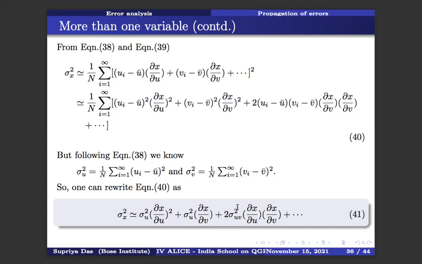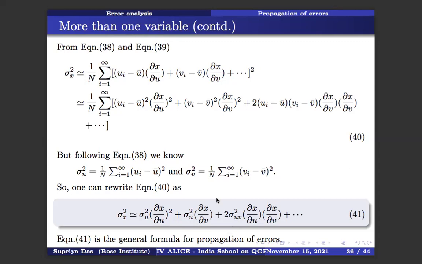If the fluctuation, if the spread in u and v are correlated, keep in mind I am saying that the deviation, the variance of u and v are correlated. I am not saying u and v are correlated. I am saying deviations in u and v are correlated. If they are uncorrelated, then this term vanishes. If they are correlated, only then this term dominates. Okay, right? And this formula is called the general formula for propagation of error.